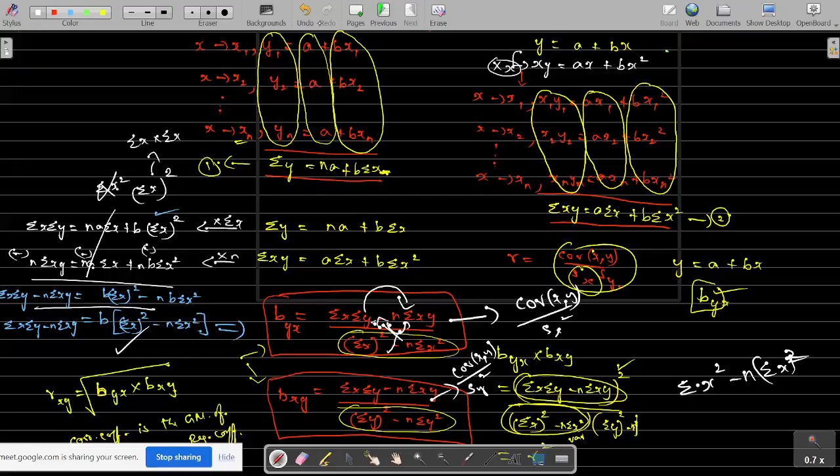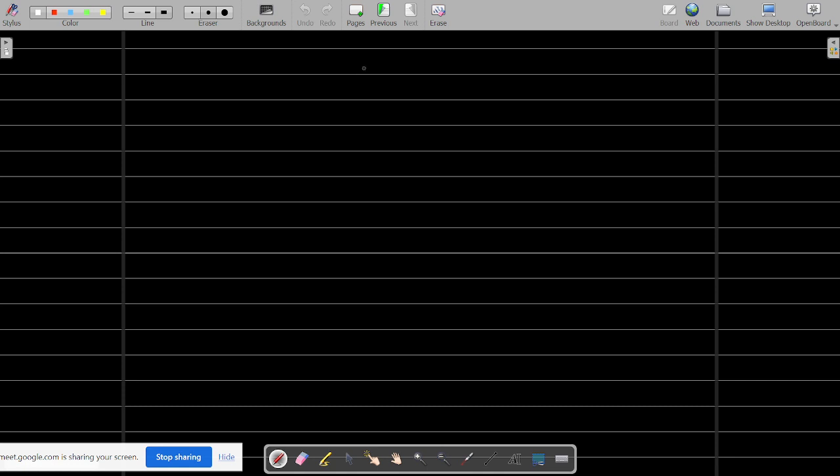Here it is. Let me take up the board then. Here it is. u plus 3x is equal to 10. Look carefully. u plus 3x is equal to 10.